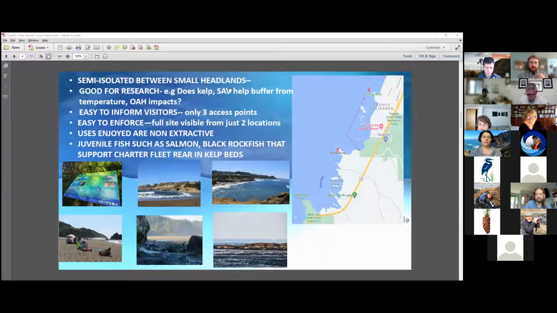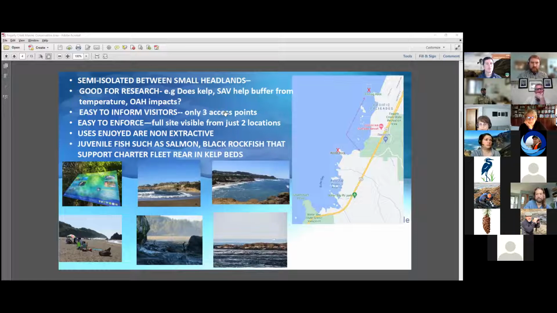So this is a semi-isolated area between headlands. So why I'm thinking this might be an important fact. So the headlands are Fishing Rock and Rabbit Rock and potentially Government Point down here, is that it sort of creates, it's a small, what's called a littoral cell. And it's still open to the ocean, but because of the rocky ledges out here, it's sort of an embayment that might, again, create some sort of ability that we could detect in OAH, for example, ocean acidification hypoxia or temperature differential. Don't know that, and I'll get into that later. So one of the questions for research: does kelp SAV help buffer from temperature OAH impacts?